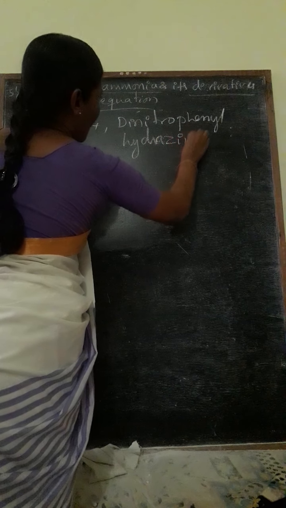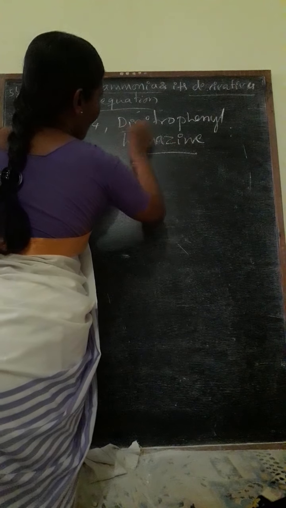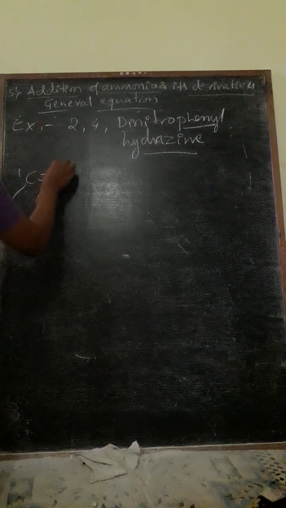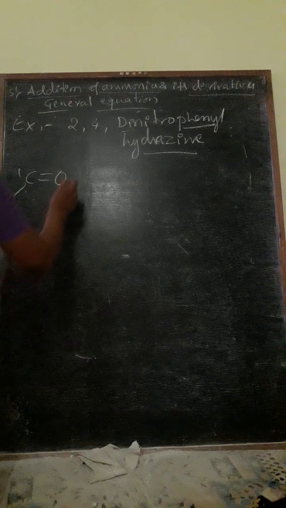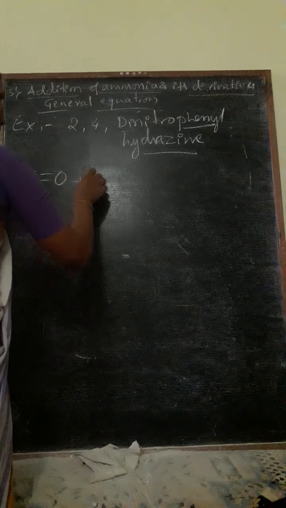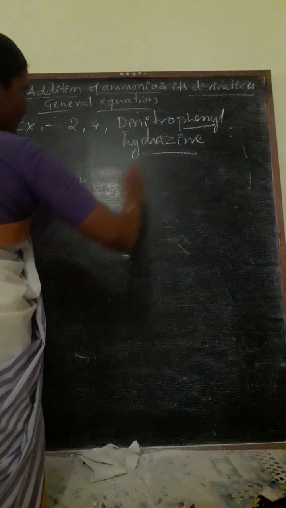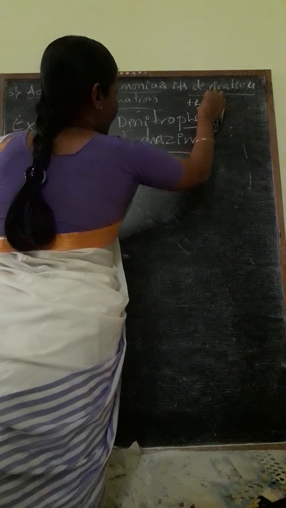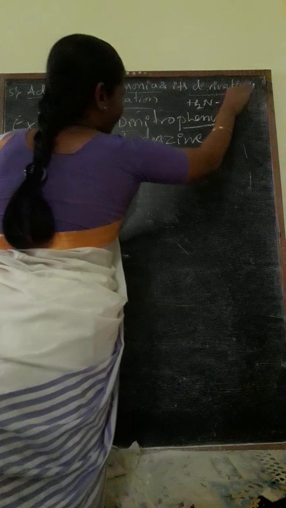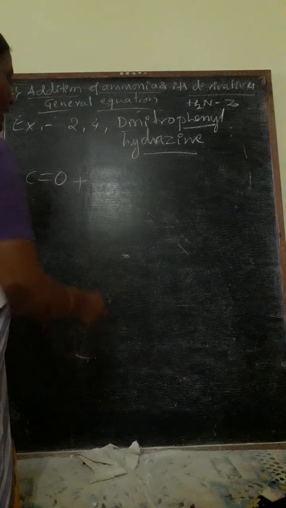2,4-dinitrophenylhydrazine. Maybe all of you have got some confusion in this formula. I will clear that with an example. This is an aldehyde or ketone, plus 2,4-dinitrophenylhydrazine. The general formula is H2NZ, where Z is the 2,4-dinitrophenyl group.